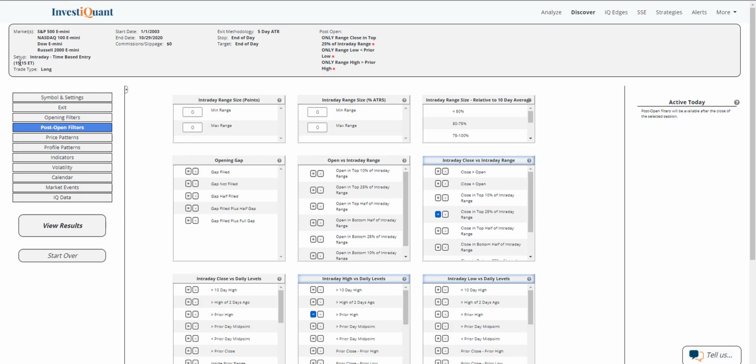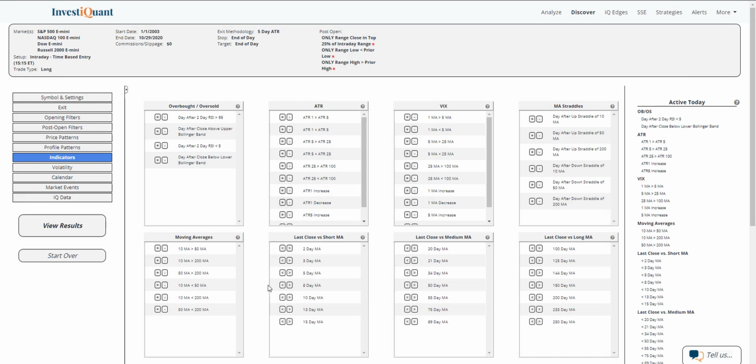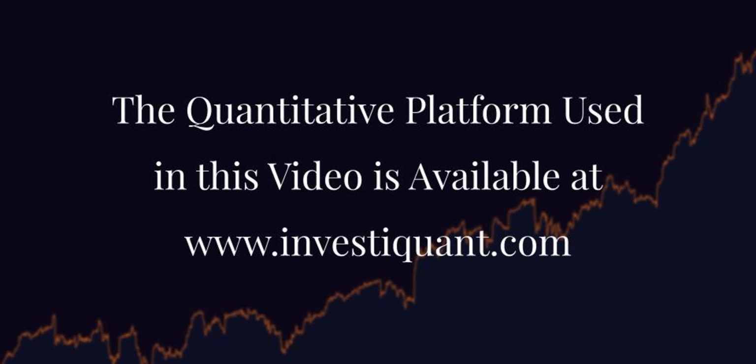So that means we've got a lower daily low, a higher daily high, and we're trading in the top 25% of the intraday range as of 3:15 p.m. Eastern Time. Of course, we're not there yet, so that may not be true, but it currently is, and we're going to go with it. And then lastly, I'm just going to put us in a similar environment, which is below a 10-day simple moving average and above a 200-day simple moving average. Then click View Results.